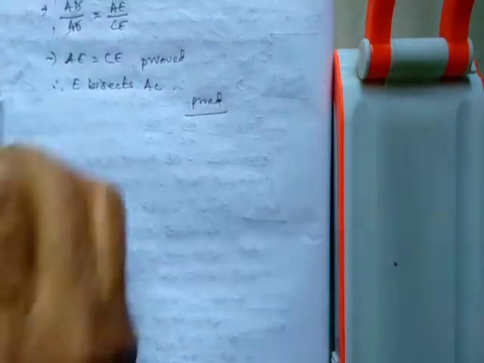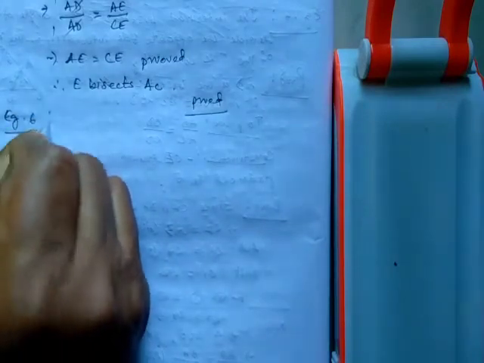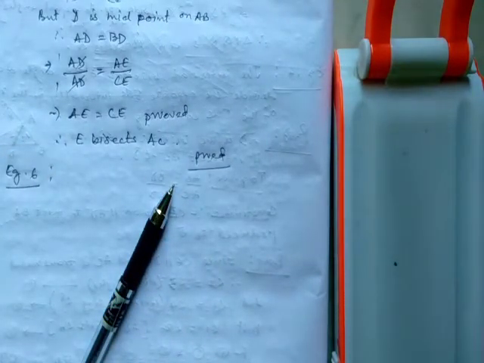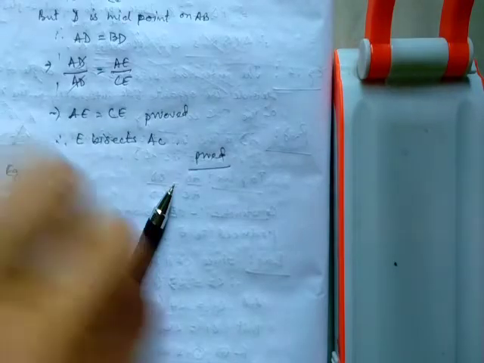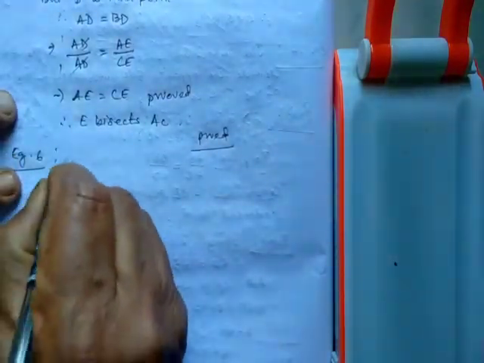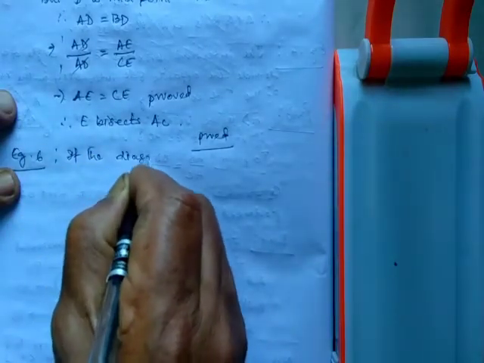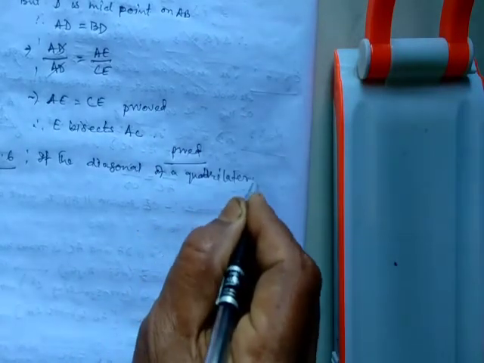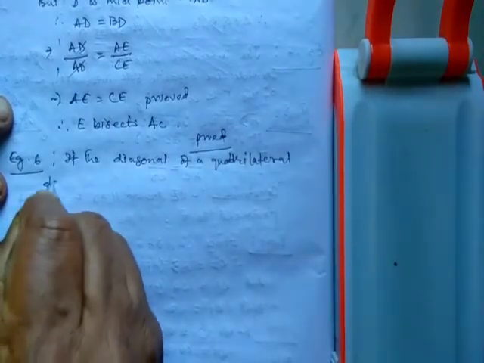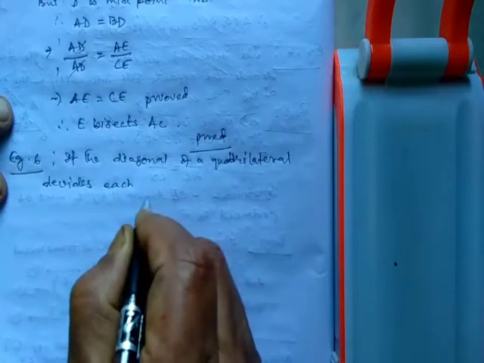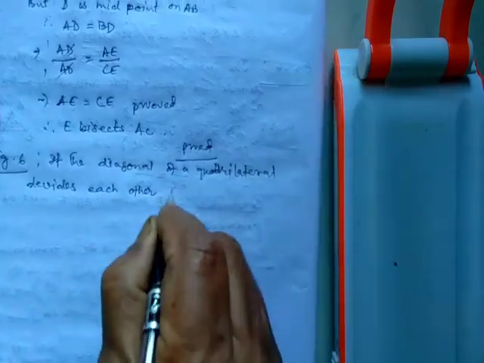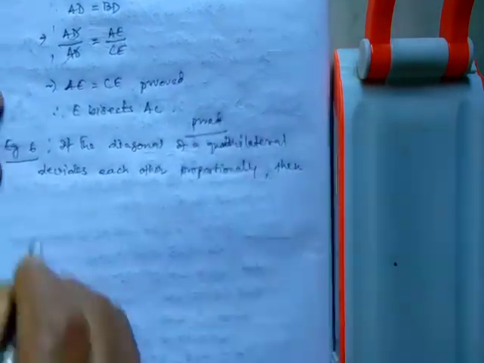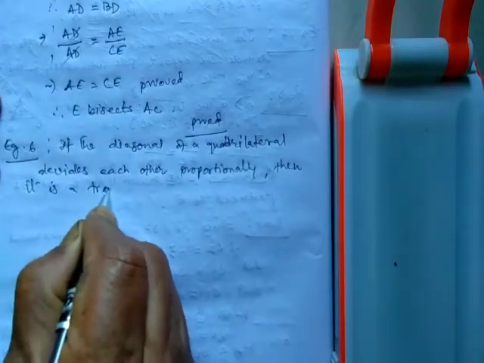Example number 6. If the diagonals of a quadrilateral divide each other proportionally, then it is a trapezium.